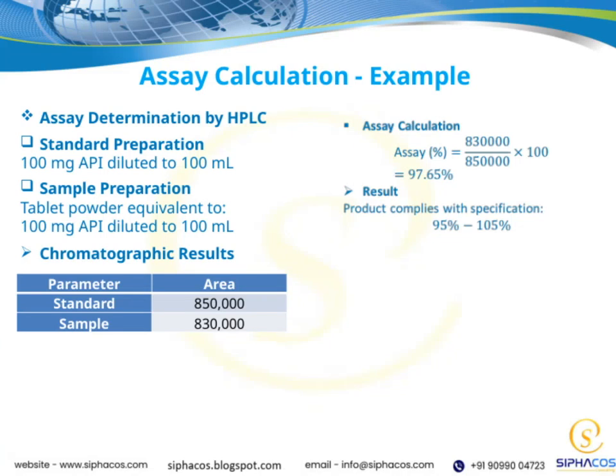Here, we see a detailed example of how an assay calculation is performed using HPLC, or high-performance liquid chromatography. We start with preparing the standard: 100 milligrams of the active pharmaceutical ingredient diluted to 100 milliliters. The sample preparation mirrors this, using tablet powder equivalent to the same amount of API, also diluted to 100 milliliters. The table compares the standard and sample areas, showing values close to 850,000 and 830,000 respectively. These results form the basis for determining the assay value.